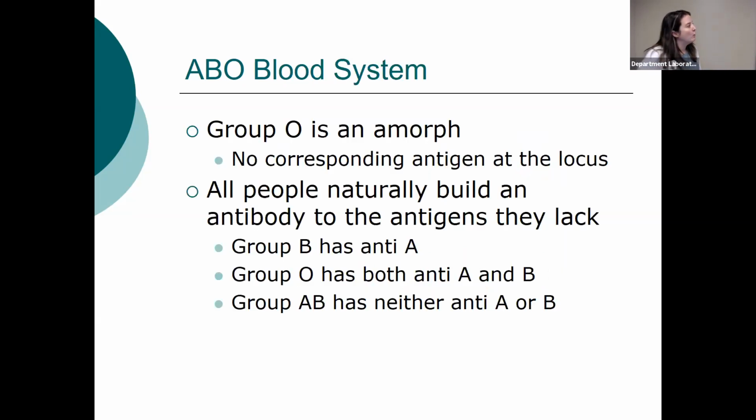And then we mentioned this, group O is an amorph. There's actually not an O antigen. It's just termed group O because they lack both the A and the B antigen on their cells. Okay, they don't have either of those antigens. And so remember, all people, according to Landsteiner's rule, can build the antibody to the antigen they lack. So for a group B person, they have the B antigen, they can build anti-A in their plasma. A group O has neither the A nor the B antigen on their red cells, so they will build both anti-A and anti-B in their plasma. And then group AB has both antigens, so they will have neither anti-A nor anti-B.